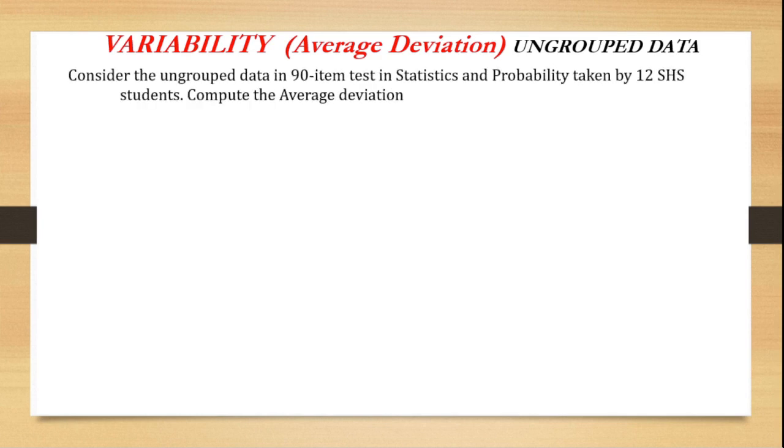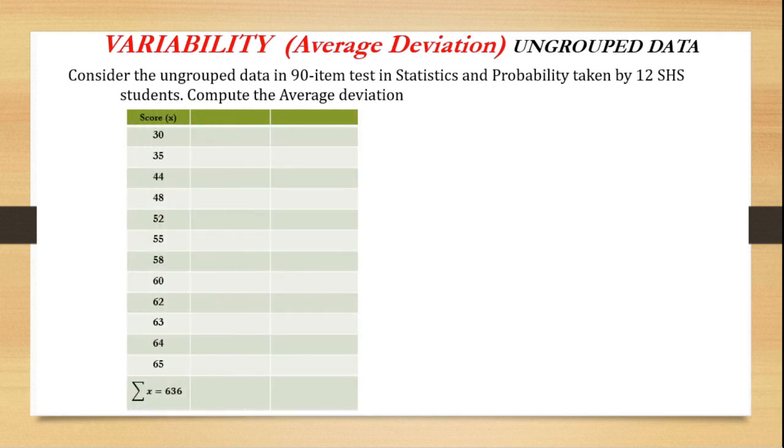Consider the ungrouped data in a 90-item test in statistics and probability taken by 12 senior high school students. Compute the average deviation. This is our data, the scores of the 12 senior high school students. If you add all these scores, the summation of x is equal to 636.